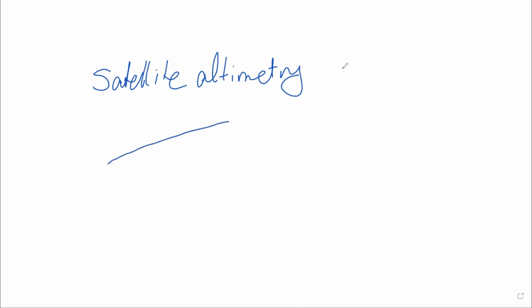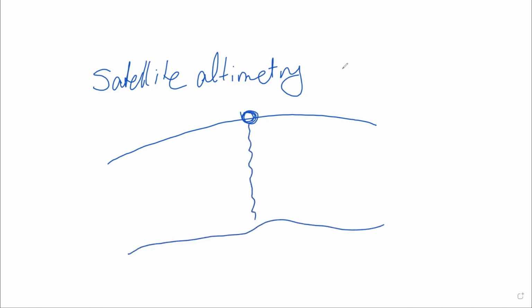So we have satellites moving in an orbit, and they have a radar sensor, a radar transmitter. They send a radar signal to the sea, and they get the reflection. That's the principle. The signal comes down to the sea and comes back.